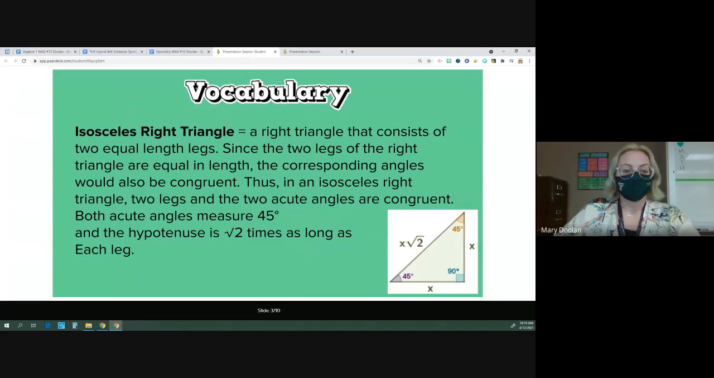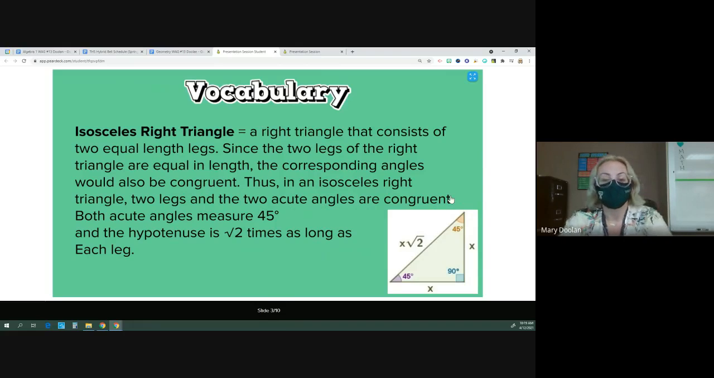Here is your one vocabulary term. An isosceles right triangle is a right triangle that consists of 2 equal length legs. And since the 2 legs of the right triangle are equal in length, that means the corresponding angles would also be congruent. Thus, in an isosceles right triangle, the 2 legs and the 2 acute angles are congruent. You can see that in the picture.